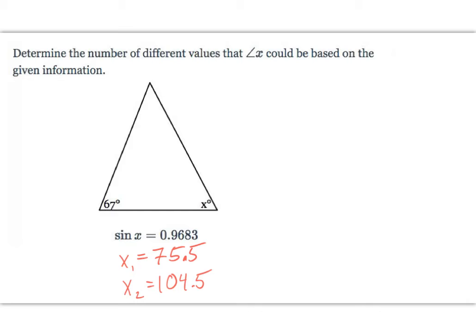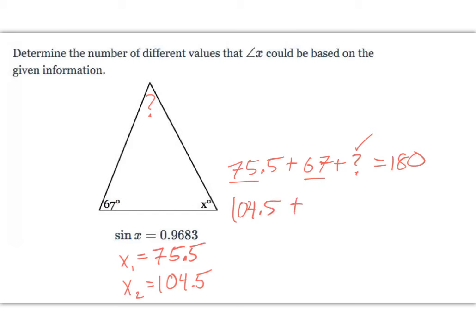Okay, let's check these out and see if they work. 75.5 plus 67, plus question mark is equal to 180. Those two numbers add up to less than 180, so this is an okay problem. 104.5 plus 67, that's my other angle, plus question mark. Again, 104.5 plus 67 still adds up to less than 180. We're okay with that one as well. We don't have negative angles forming. Based on that, we have two different possibilities this could be.